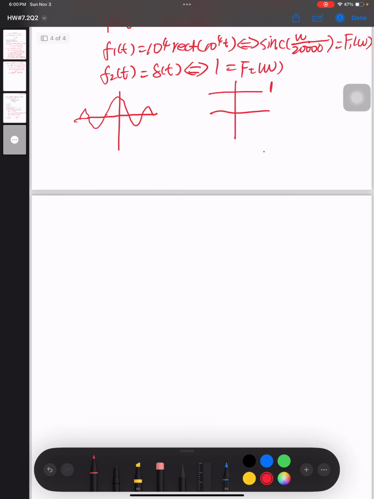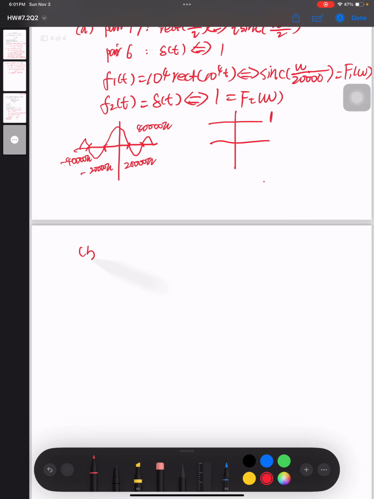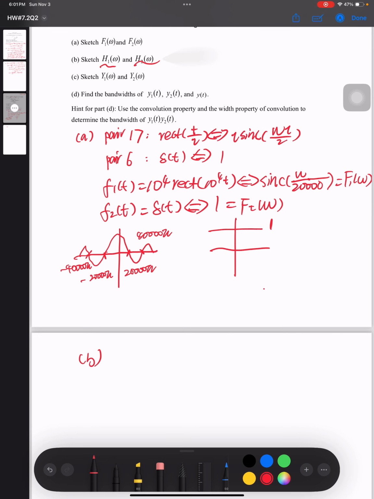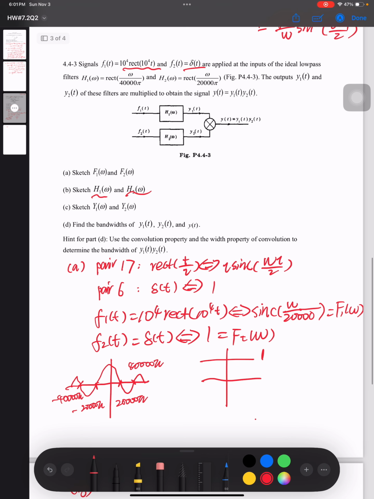And for this cross point, we can know that it is 20,000 pi and 40,000 pi, and this is minus 20,000 pi and minus 40,000 pi. And this is A. For the B, the similar process is just a different function. H1 and H2 is also a rectangular function.